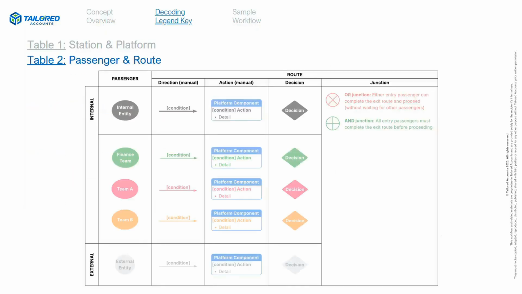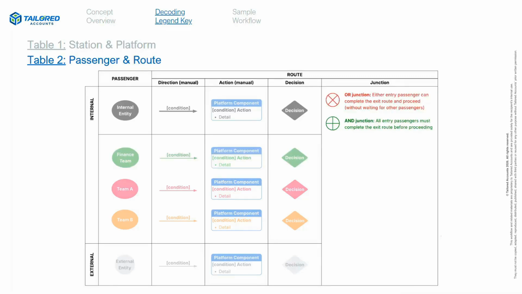Passengers are humans driving the workflow. They can be internal groups, such as finance, Team A or Team B, or external groups, such as suppliers and customers. Routes are the paths these passengers follow. They consist of direction as arrows, action in a platform component, and decision as diamond shape. Every passenger group is coded with a unique color. For example, the finance team can navigate where to get on and off, and what action to take, by simply following the green route. No need to untangle the entire map.